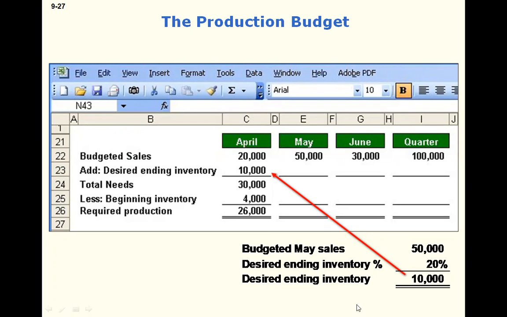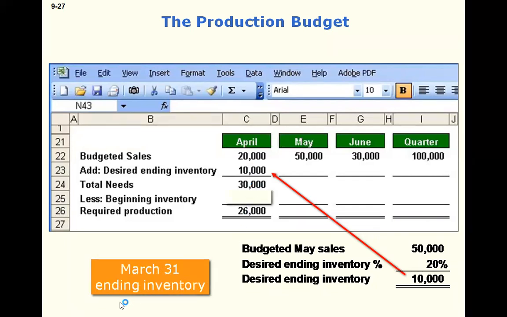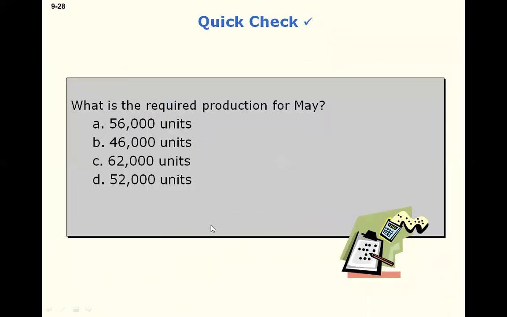So again, I am explaining it again. See here. 20,000 is our budgeted sales for April. And this says following month's sales 20% we have to keep as ending inventory. So budgeted May sales is 50,000. So 20% will be 10,000. So this is your ending inventory. And March 31 ending inventory will be the beginning inventory for April. So that is 10,000. It is given on your question.